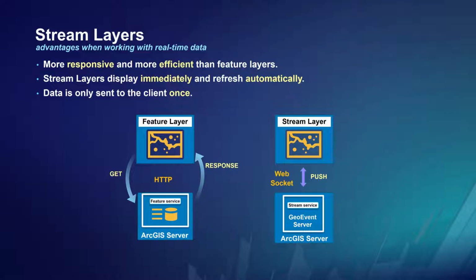Stream layers also display the data immediately. There's no need to refresh the web map with a periodic poll to get the most recent data. And the data is only sent once.